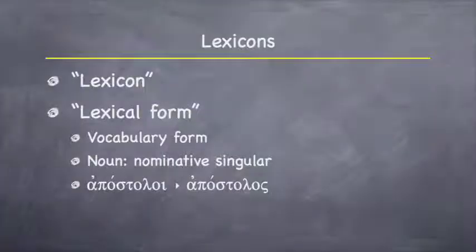Okay, so lexicons are the dictionary. A lexical form is the form that the word is listed under in the dictionary. And it is the lexical form that you've been memorizing in your vocabulary. Now, it just so happens in nouns, the lexical form is the nominative singular form of the word. So when you're looking at the vocabulary form, what you're looking at is the nominative singular. It's really important because imagine you come across a word like apostoloi, and it's an omicron iota.